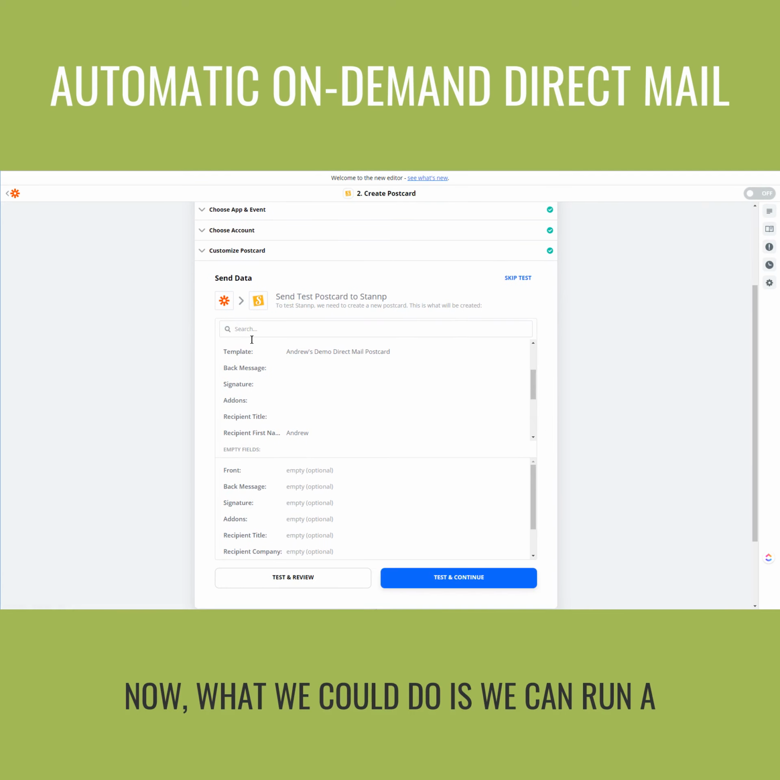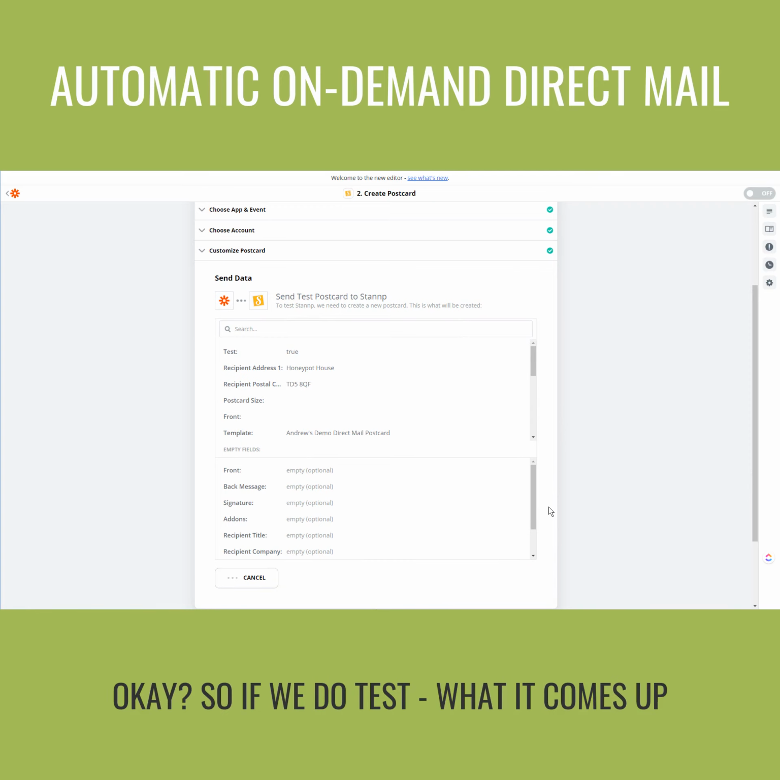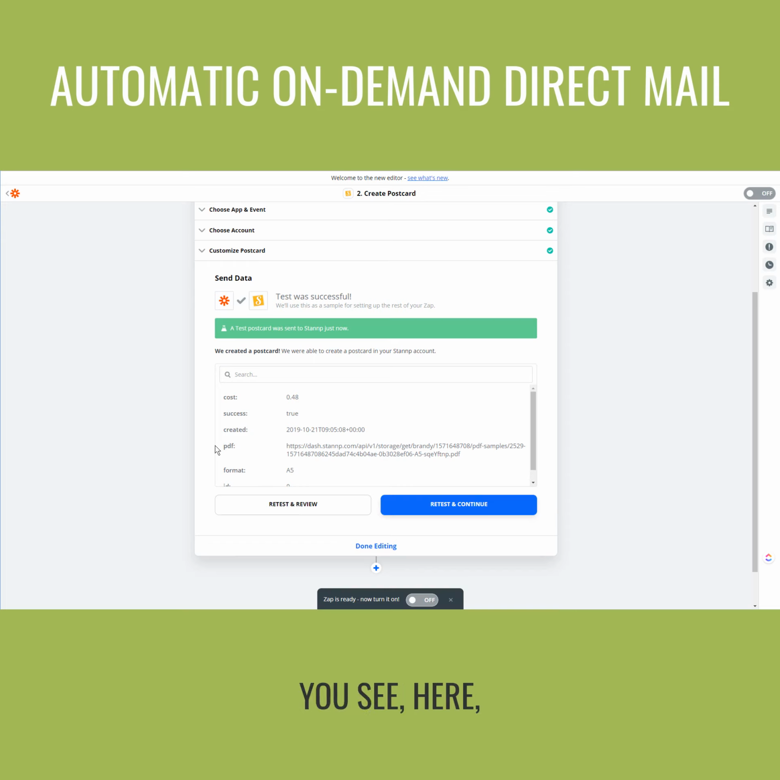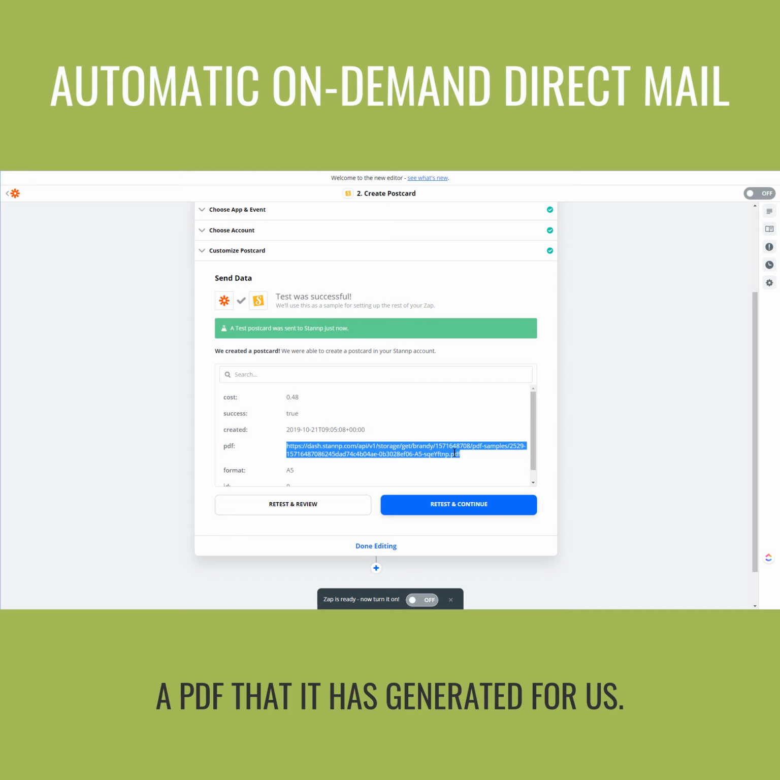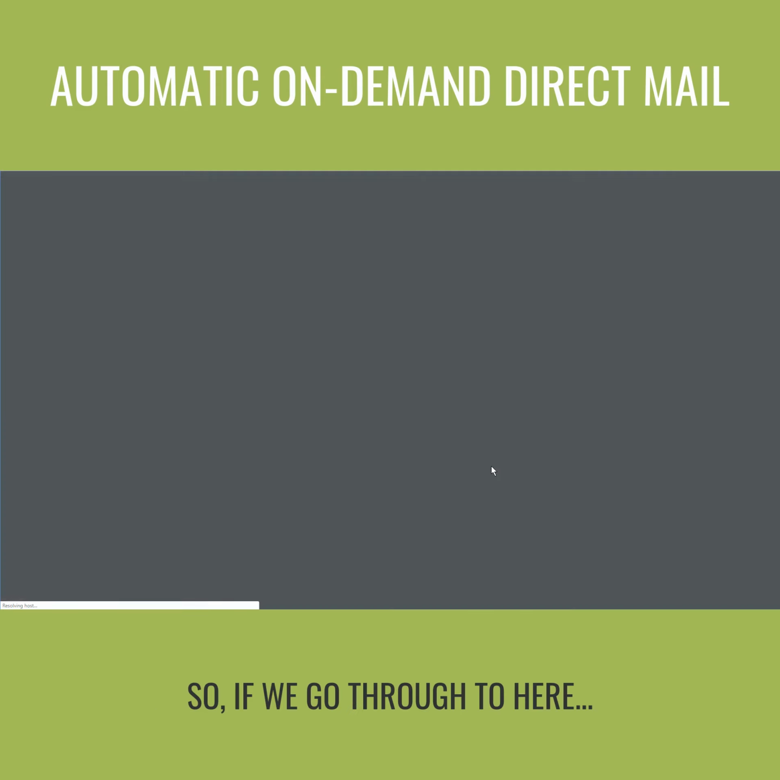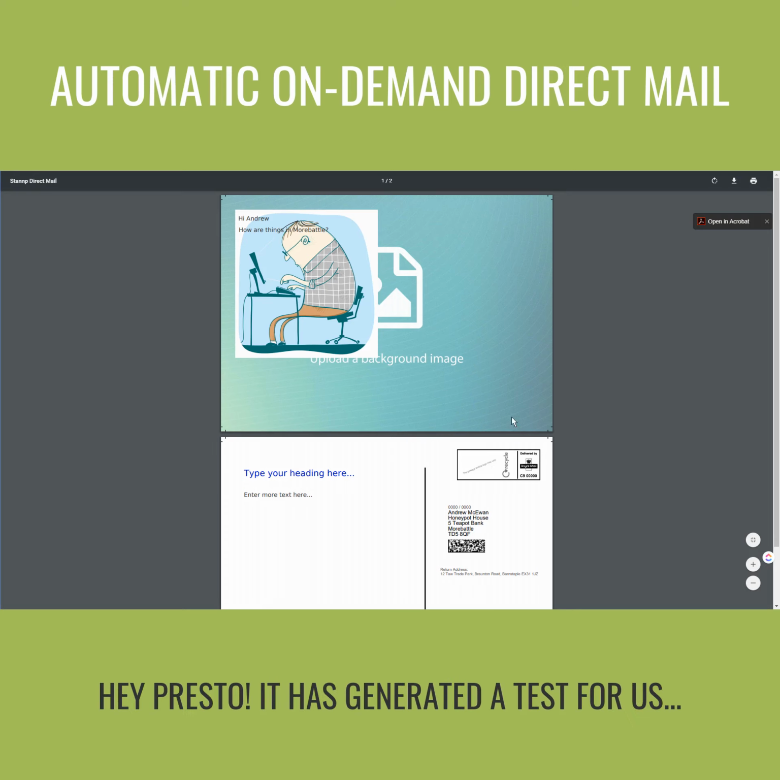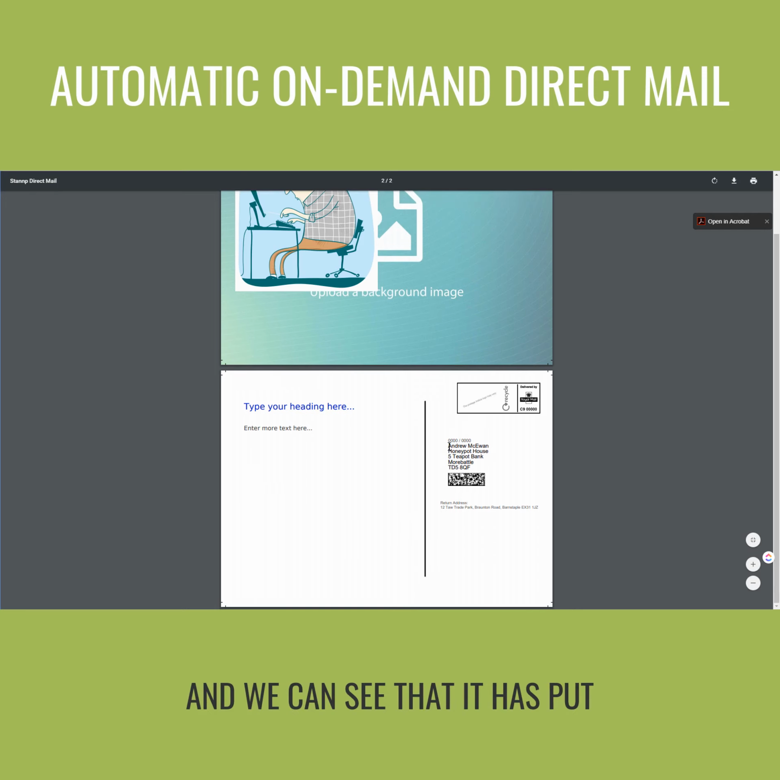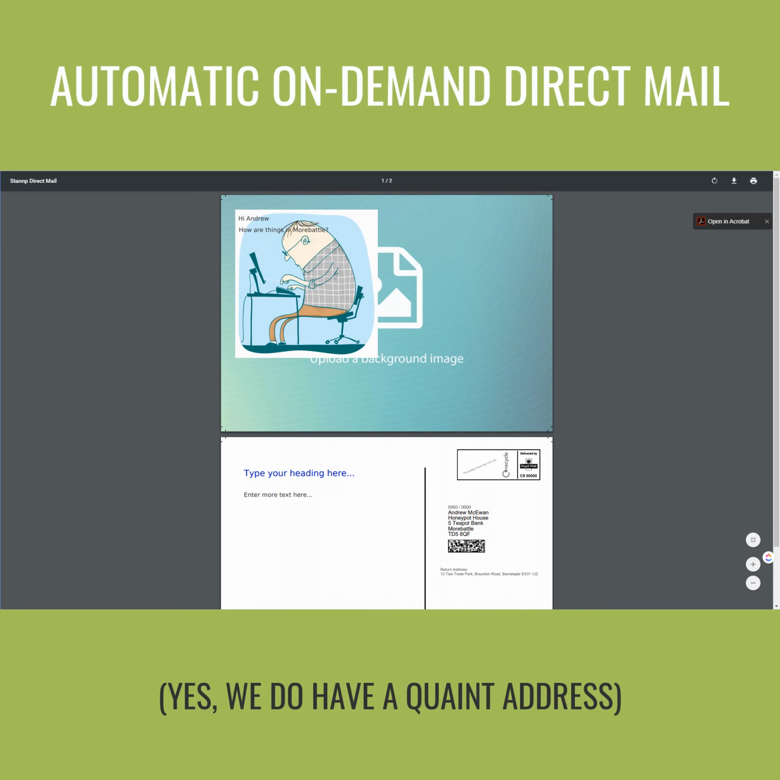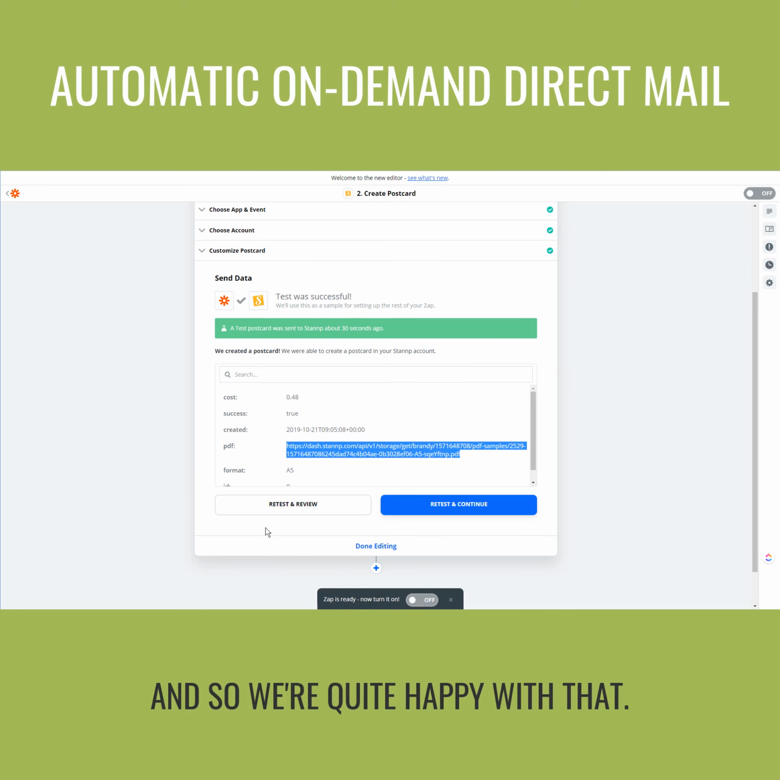Now, what we can do is run a test with this. Okay, so if we do test, what it comes up with here, you see, we've got a PDF that it has generated for us. So if we go through to here, and hey presto, it has generated the test for us. Hi Andrew, how are things in War Battle? There we go. And we can see it just put in my address, Andrew McEwen, Honeypot House, 5 Teapot Bank, War Battle, TD58QF. And yes, we do have a quaint address. So we're quite happy with that.